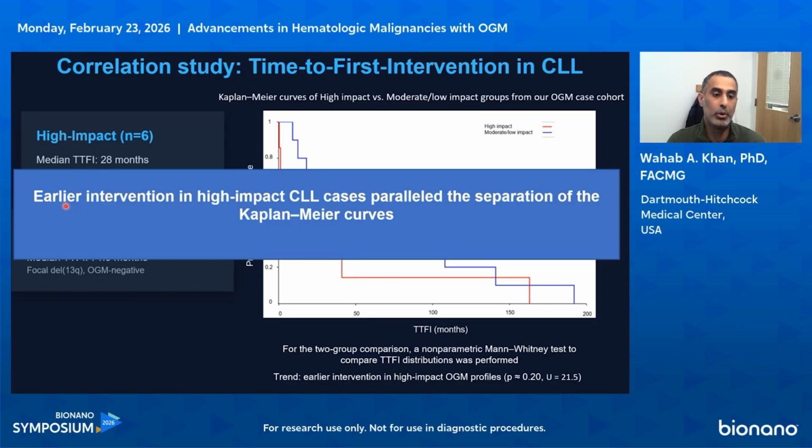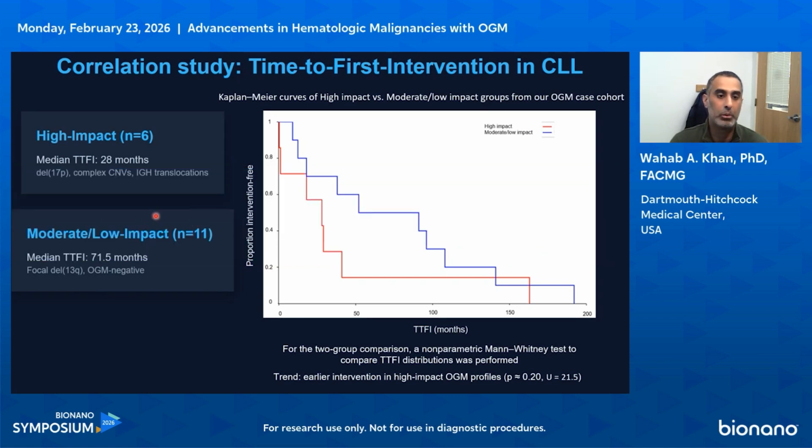conclusion, or point to note, an interesting one, that early intervention in these higher impact CLL cases were tracking with the appropriate OGM-defined abnormalities, the TP53 loss or the complex or chromoanagenesis-like patterns. Something to follow up on in future studies.